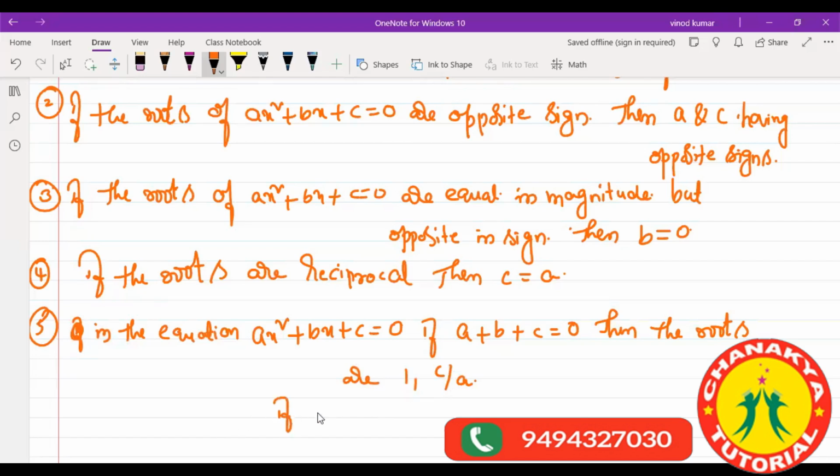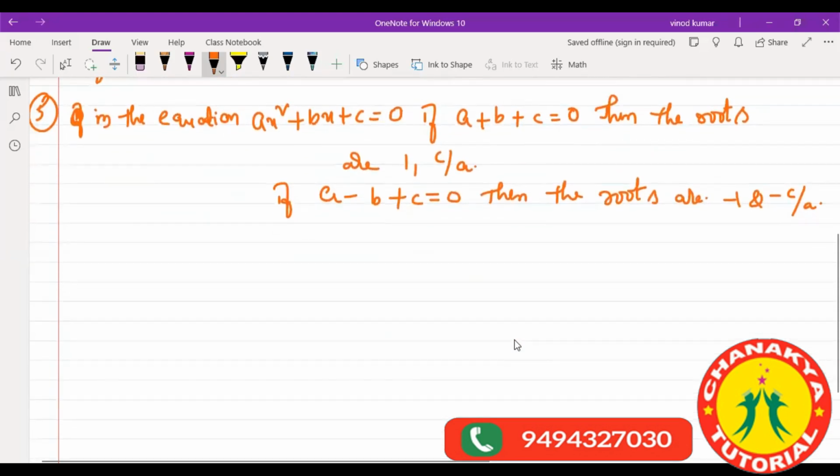Suppose the relation a minus b plus c equals 0, then the roots are minus 1 and minus c by a. Minus 1 is one root, minus c by a is the other root, when a minus b plus c equals 0. If the given quadratic equation ax square plus bx plus c equals 0 has the property a minus b plus c equal to 0, then the roots are minus 1 and minus c by a.